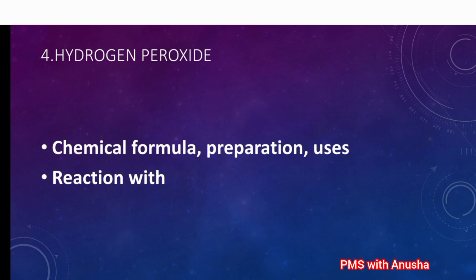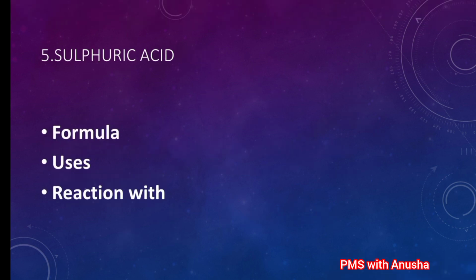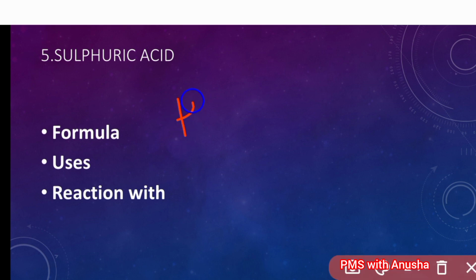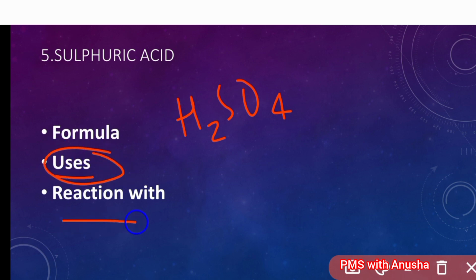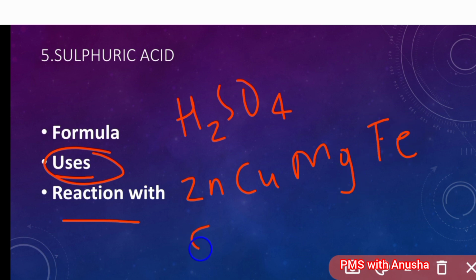Next unit, that is sulfuric acid. In the sulfuric acid unit, you have to study the formula, that is H2SO4, and you have to study uses, at least 3 uses, and also the sulfuric acid reaction with zinc, copper, magnesium, iron, sucrose, that is C12H22O11. After this, you have to study the reaction with H2S, hydrogen sulfide.